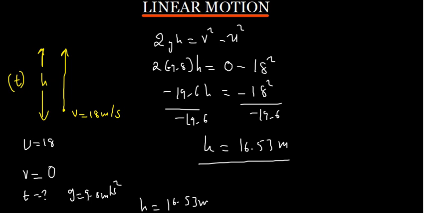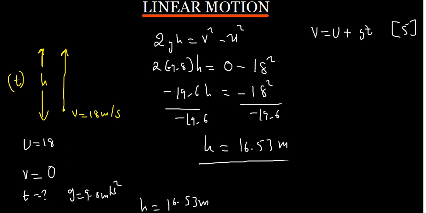16.53 meters. Now I also want to find the time you are going to reach the maximum height. So v is equal to u plus gt. Like you are going to see, they are going to ask you this question in the exam. They even give you 5 marks. Now look at this question.